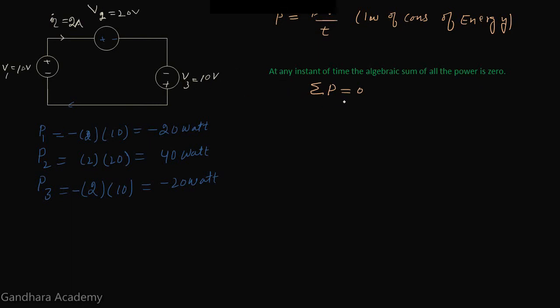So to understand this point in a more brief way, we can take this example. Let's take the summation of the total power of this circuit and analyze. So the total power of this circuit is equal to P1 plus P2 plus P3. So P1 is equal to minus 20 watts, plus P2 is equal to 40 watts, plus P3 is equal to minus 20 watts. So minus 40 plus 40 is equal to 0. So the total power of this circuit is equal to 0.